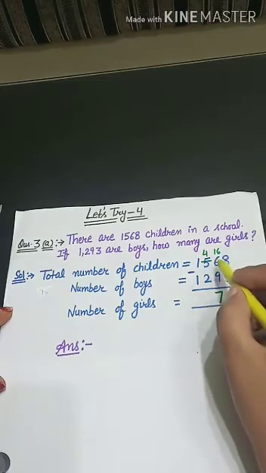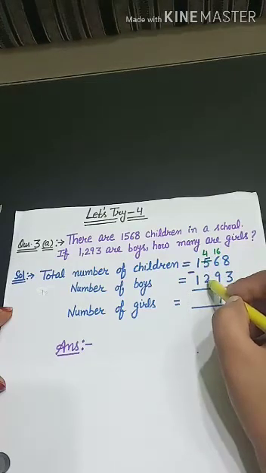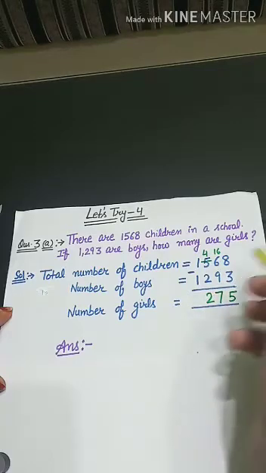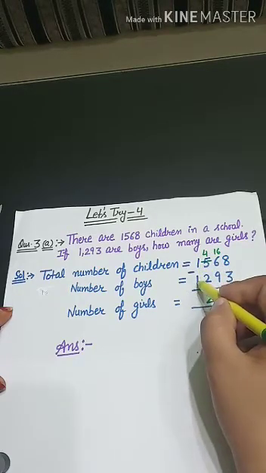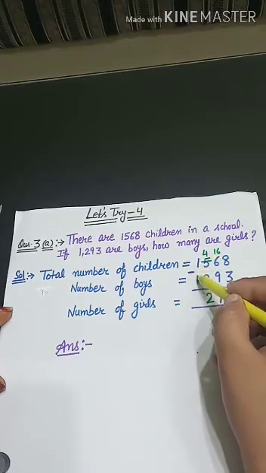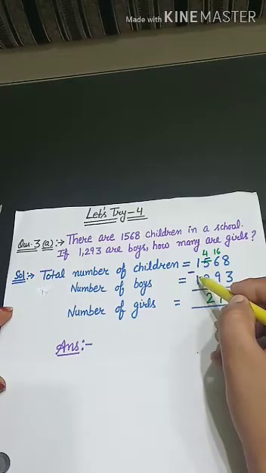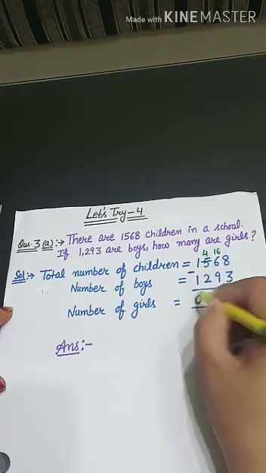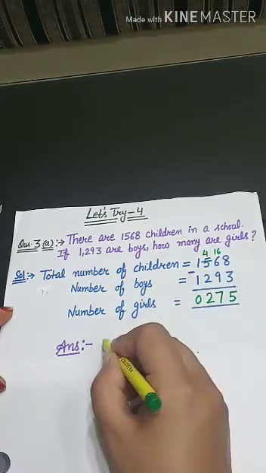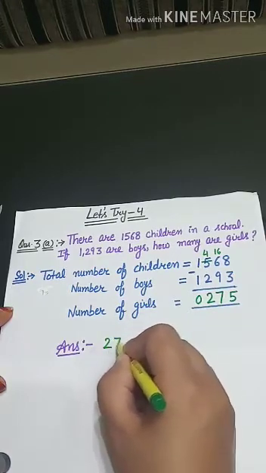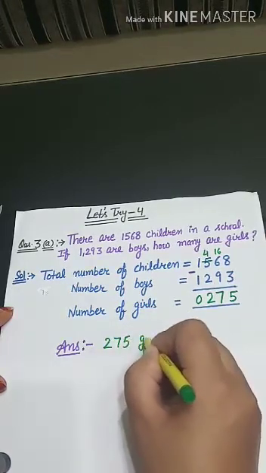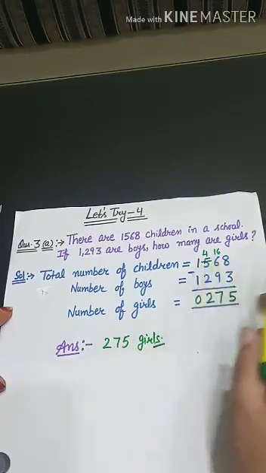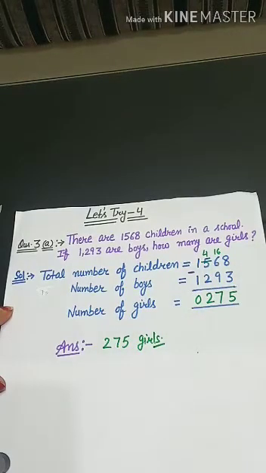Then subtract the hundreds. 4 minus 2. 4 minus 2 is, yes, 2. And in the last 1 minus 1, when we subtract the same number, अभी हमने subtraction facts में पढ़ा है, when we subtract the same numbers, we get 0. Clear? So our answer is 275 girls. This is our answer. There are 275 girls in the school.